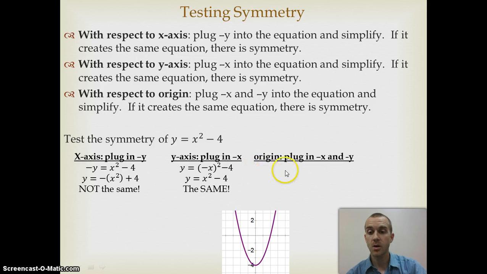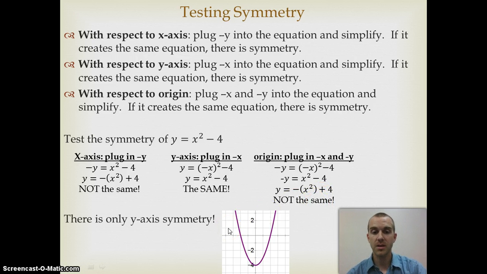Now when I do the origin, I'm plugging in both negatives. Well, this we know makes a +x squared, but then I have to divide by this -y, so I'm going to divide everything by -1, and I get that negative quantity x squared plus 4, and that's not the same. So the only thing I have in this problem would be y-axis symmetry.